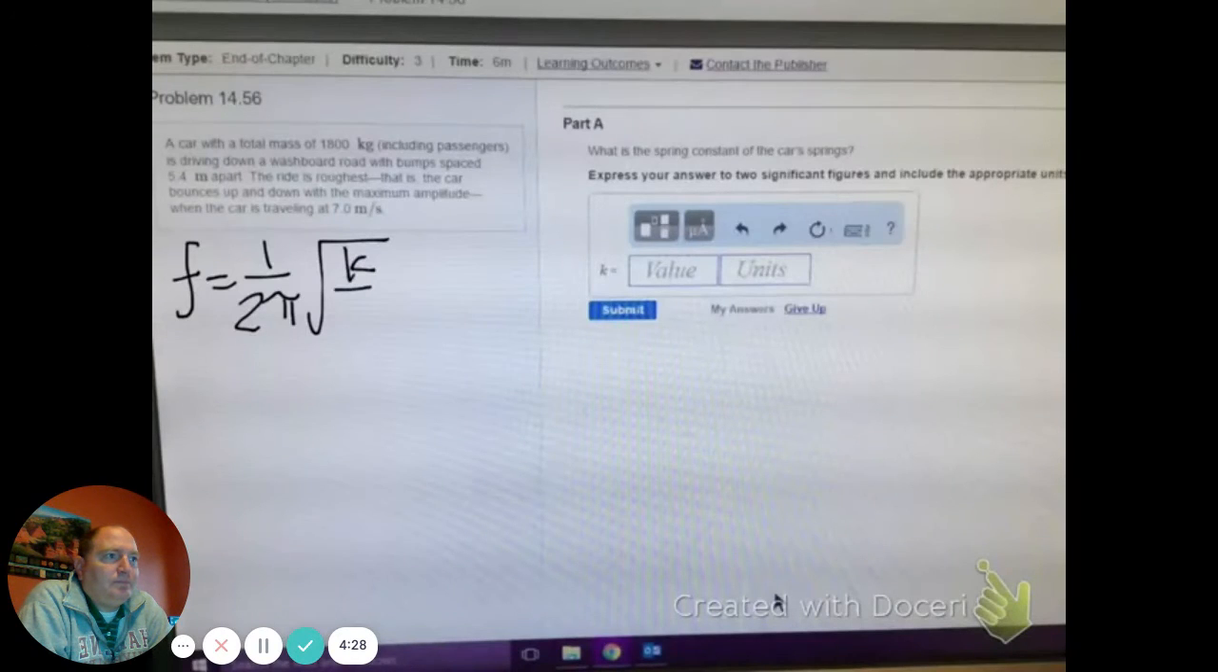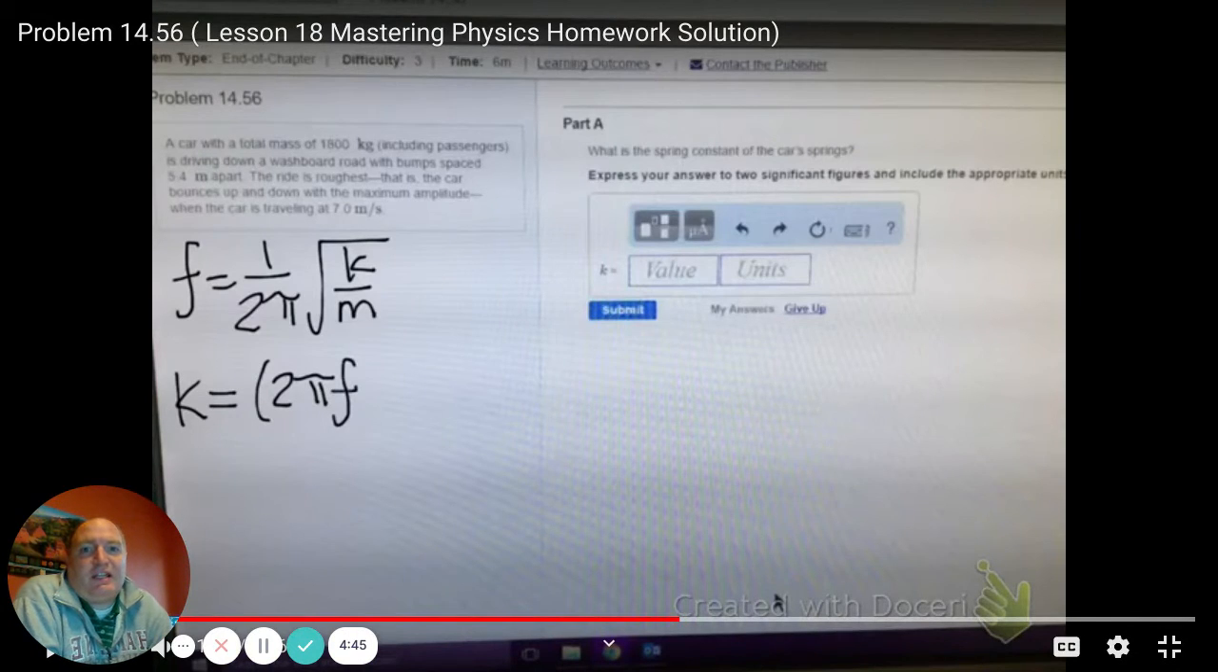K over M. Nailed it. We can rearrange this equation to get K by itself. We do this for a lot of the problems we've done for this particular homework. When we do that, we get K is equal to 2 pi F. So that's really interesting. So she knows that this problem is asking about the spring constant.